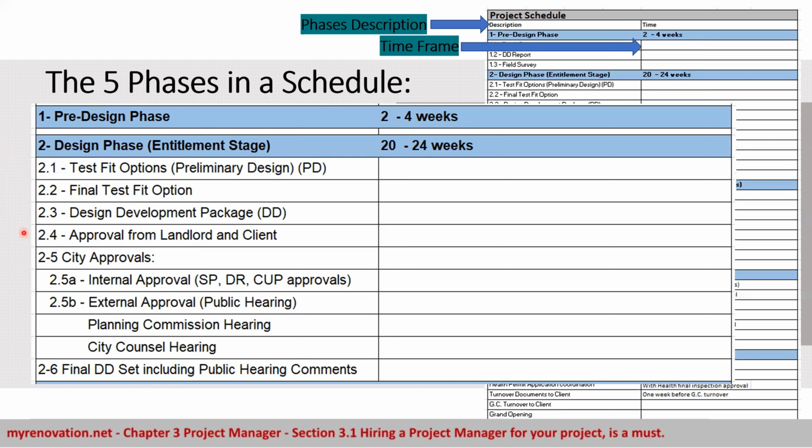Then we submit this design development package to the landlord and the client to receive approval. Then we submit it to the city for approval. Sometimes the city approval is internal, so we call it SP or DR or CP approval. And sometimes it requires external approval, like a public hearing, sometimes the planning commission, sometimes the city council, and sometimes actually both of them.